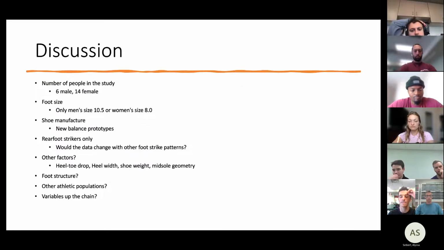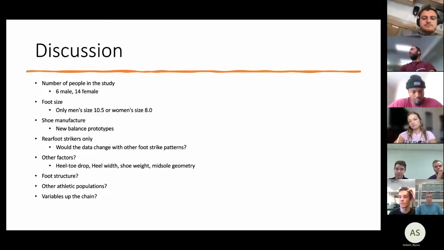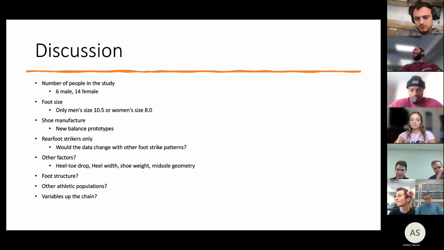And then as far as discussion goes, I thought it was interesting there were only about 20 people in the study, 6 male, 14 female. And as far as foot size, they only allowed people who wore a men's 10.5 or a women's size 8. So I feel like that was kind of limited, and somewhere they could go in future research is varied foot size and see if that has any kind of effect.